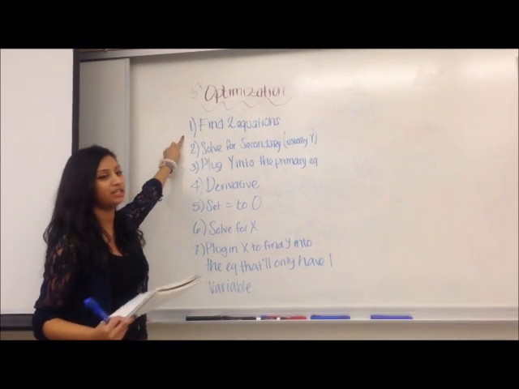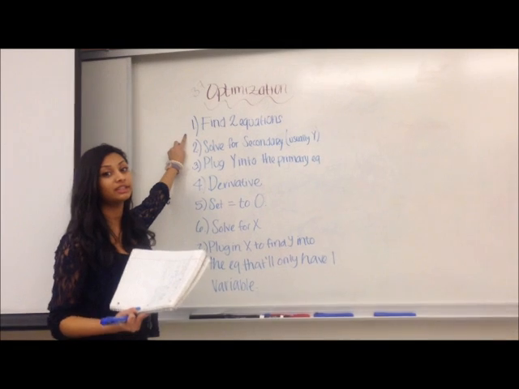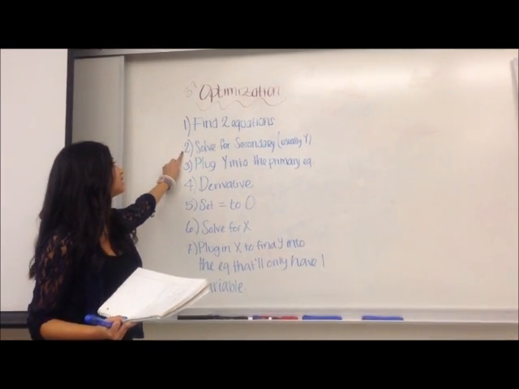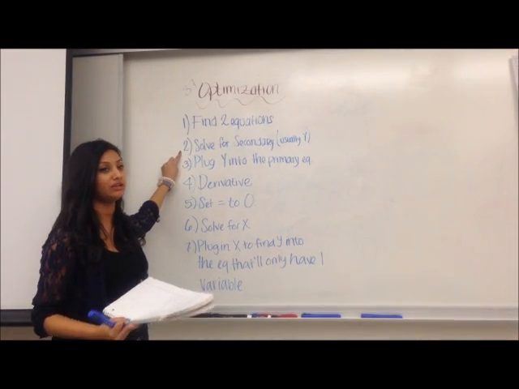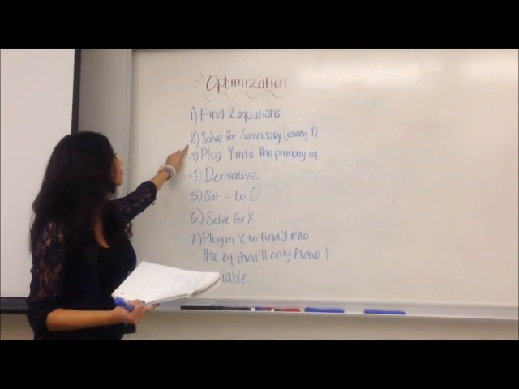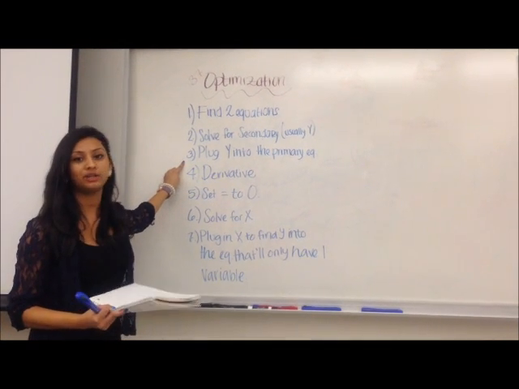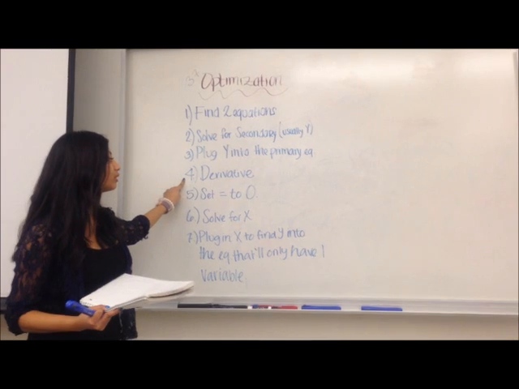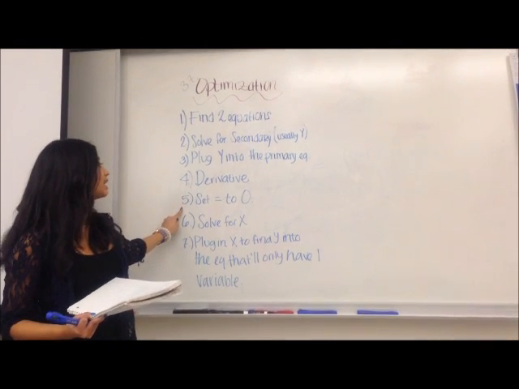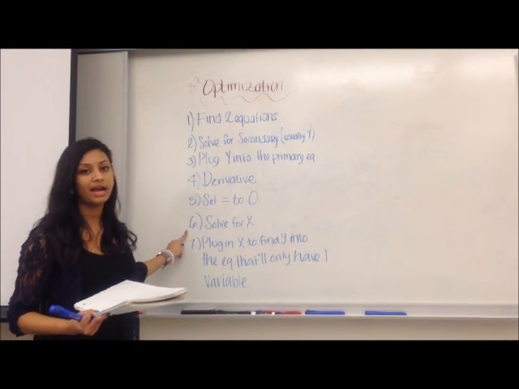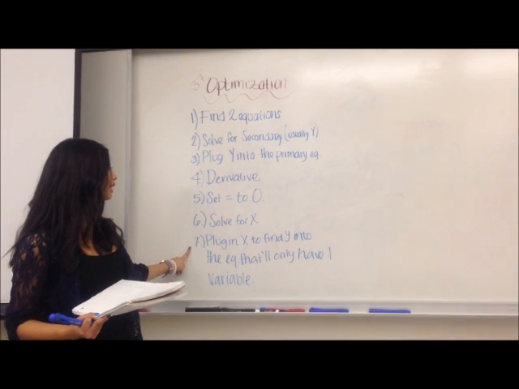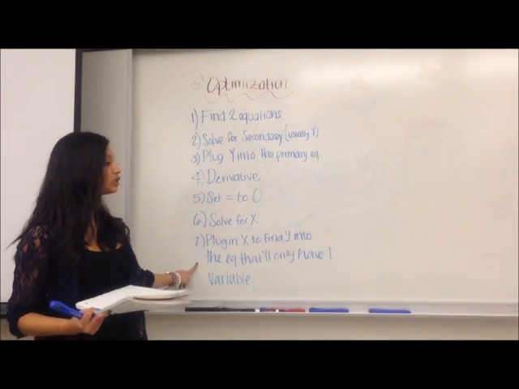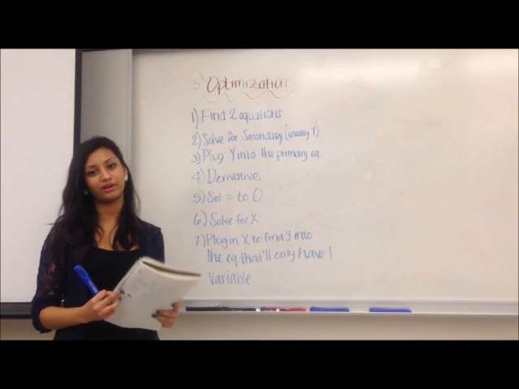First, you must find two equations like we talked about earlier, the primary and the secondary. Second, solve for the secondary. Usually that includes the y. Third, you plug in your y to your primary equation. Fourth, you take the derivative, you set it equal to 0, solve for x. And step 7, you plug in x to find the y in the equation. That will only allow you to get one variable.